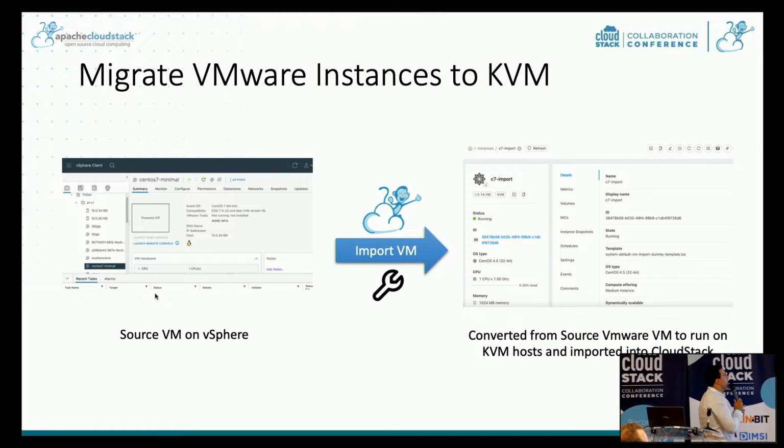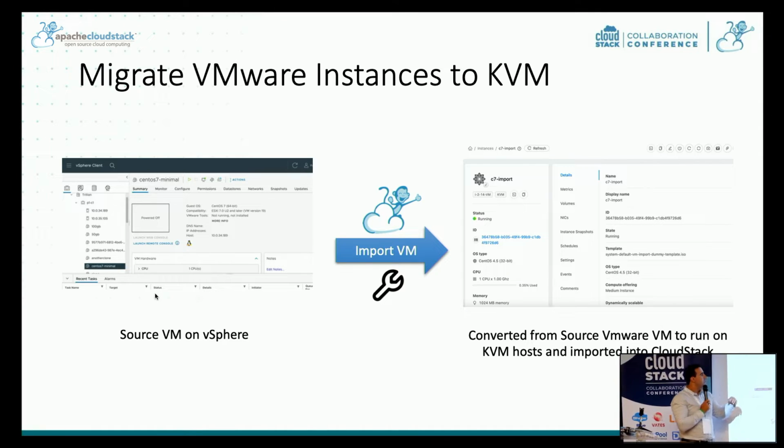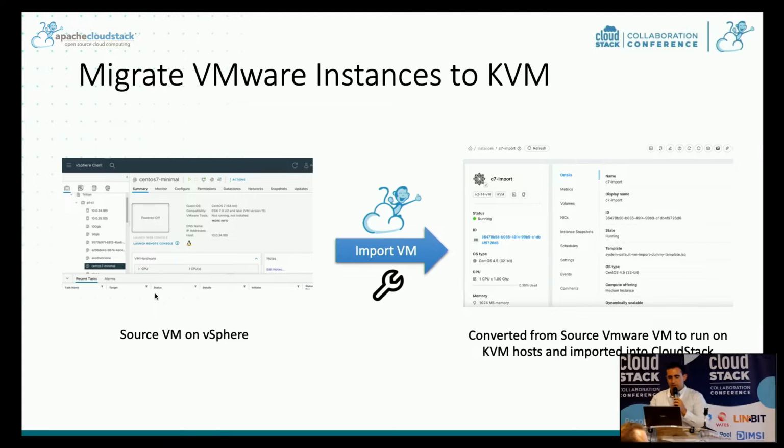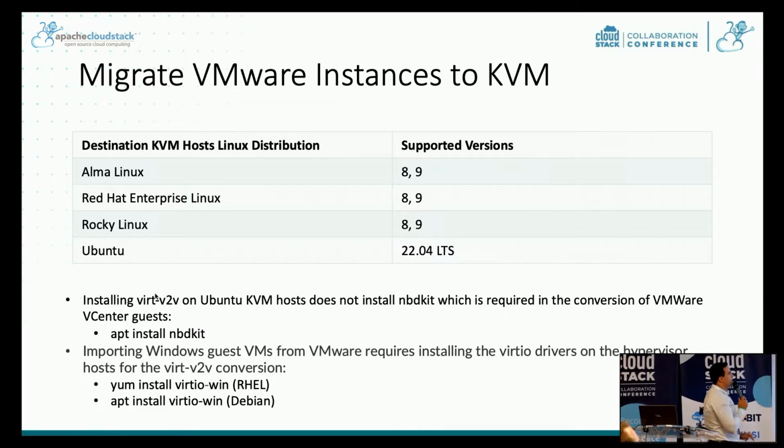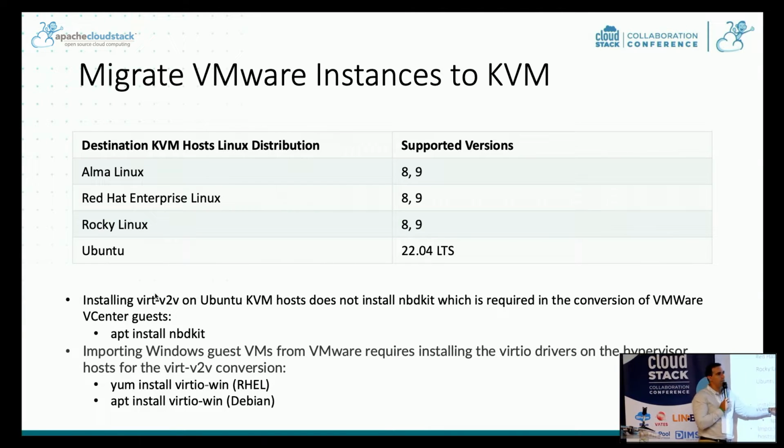So what do we want with the VMware migration? To have some instances which are running in some data centers be converted and used in CloudStack in a KVM environment. We are doing this via Virt-v2v, and there are some considerations we need to take regarding the KVM hosts in the environment, because the conversion using Virt-v2v is delegated to KVM hosts.